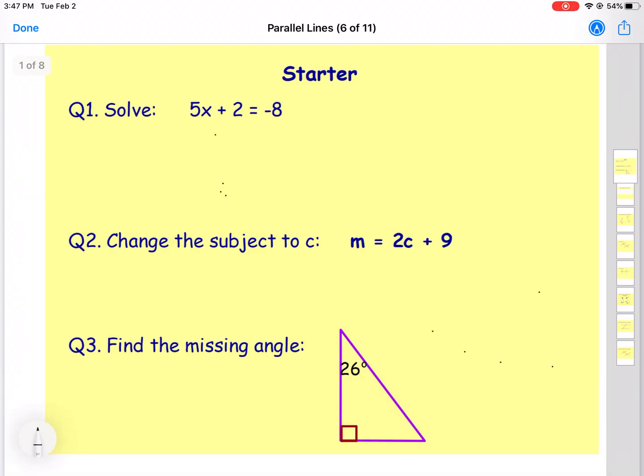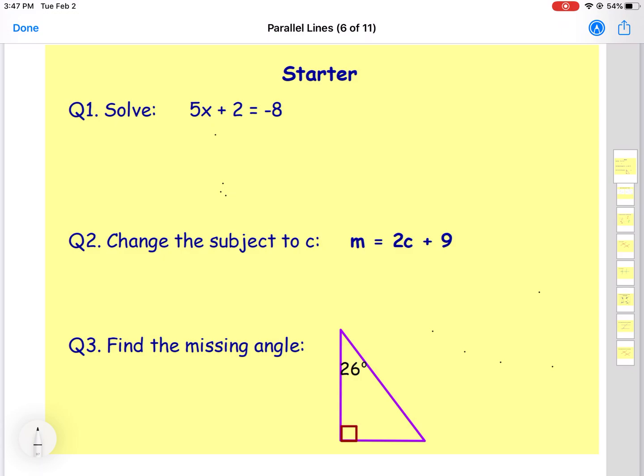Hi everyone, this is a video lesson on angles and parallel lines. This is to take you on further to look at more complex diagrams, so it's really a recap for today's lesson. Starter here quickly, if you can complete that and then come back on for the answers.